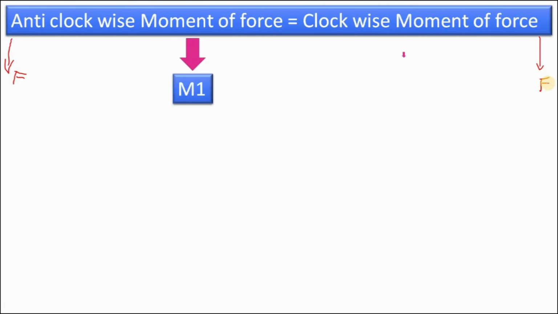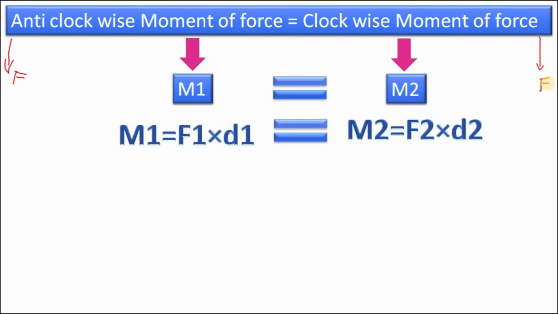For example, M1 and M2 are the moments of force in the anti-clockwise and clockwise directions. They are going to be equal, because if I substitute the values, F1 D1, that is force 1 times distance 1 in the anti-clockwise moment, and force 2 times distance 2 in the clockwise moment of force, these are always equal if this system is in equilibrium.